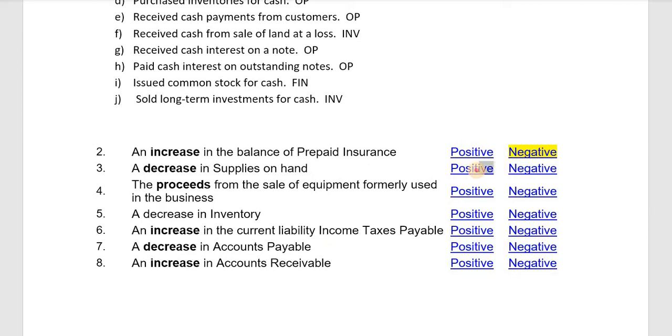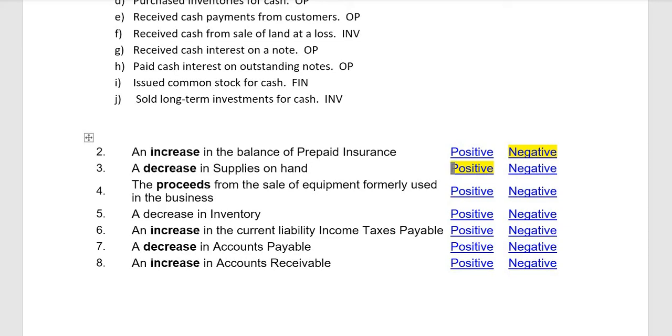So if you go to the school cafeteria and you walk in and they say, here, take this sandwich, it's on us. That's like getting money, isn't it? Same thing here. You decrease the supplies, it's like you're a positive to cash.